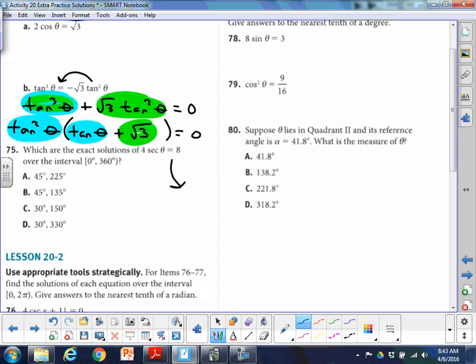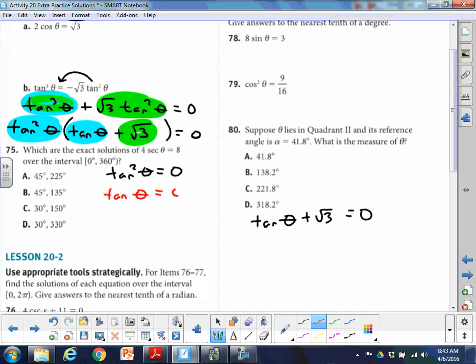So now it's factored. I can set each factor equal to 0. I'm going to give myself some space here. I'm going to set the tangent squared theta equal to 0. Solve that, and then let's give myself some room over here. The other factor is tangent cubed plus root 3 equals 0. With tangent squared equals 0, if I just take the square root of both sides, the square root of 0 is still 0.